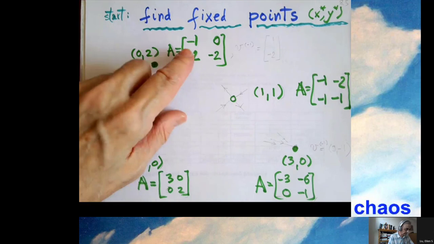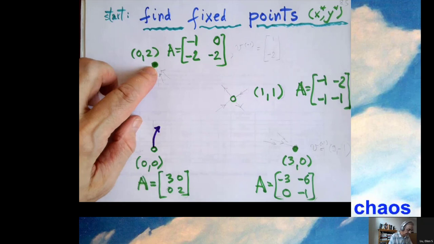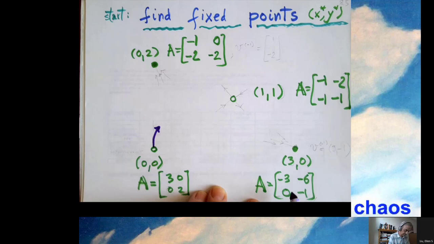You can see that eigenvalues are minus one, minus two, and because it's upper triangular, these are the eigenvalues. So that means that this thing is attractive. That's why I draw a black dot here. Same thing happens here. The eigenvalues are minus three, minus one, and this is attractive. And here, right now, I don't know because it's a matrix, so I don't know what its eigenvalues are. So let's just work out this example.